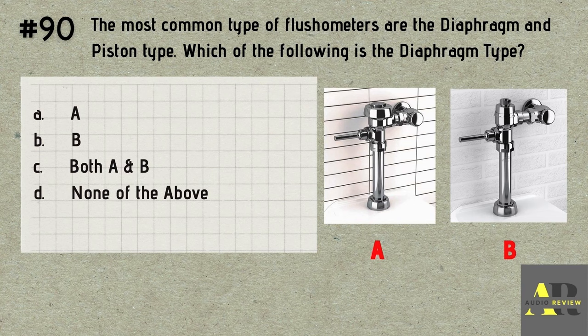Which of the following is the diaphragm type? Is it A, picture A, B, picture B, C, both A and B, or D, none of the above? The answer? It's picture A.